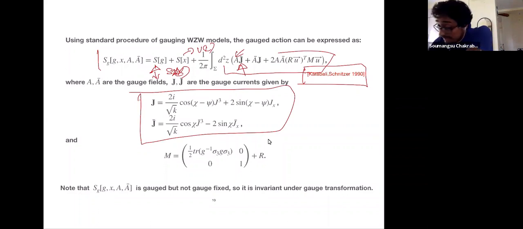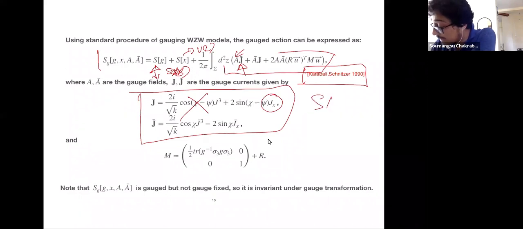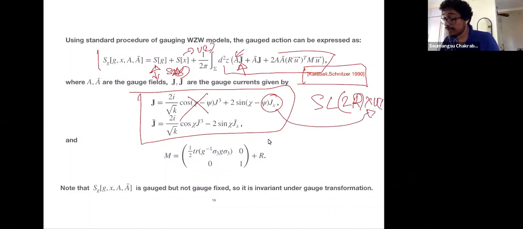Now let's see. If I set this quantity to 0, then it only acts on the Jx. Jx is the current that generates the U1, since you have SL2R times U1 in the numerator. If you set these two quantities to 0, there is some value of psi and chi such that these two drop out, and then the U1 in the denominator acts entirely on the U1 in the numerator.